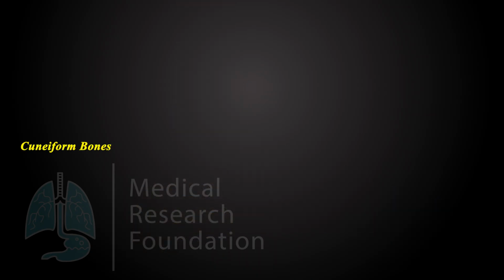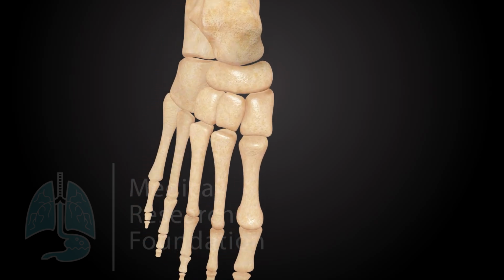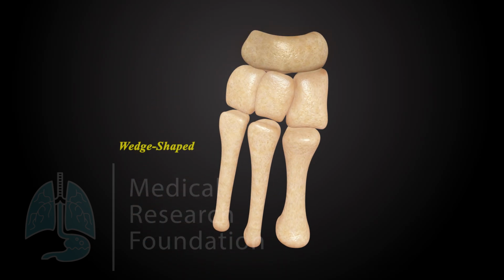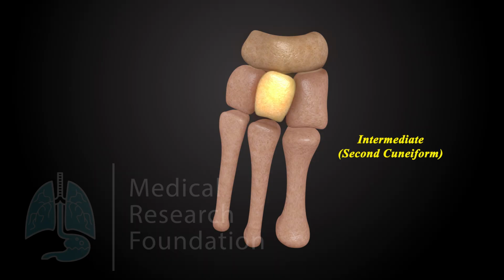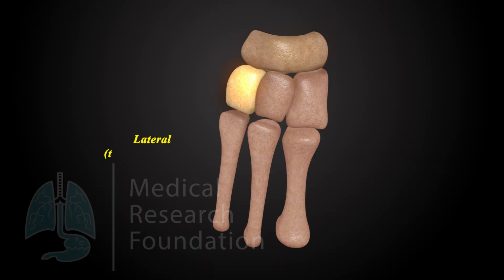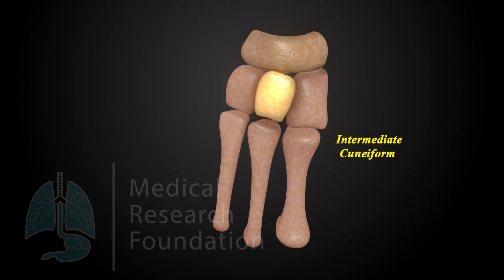Cuneiform bones. In Latin, cuneiform means wedge-shaped. These bones are wedge-shaped and three in number: medial (first cuneiform), intermediate (second cuneiform), and lateral (third cuneiform). The medial cuneiform is the largest, and the intermediate cuneiform is the smallest.